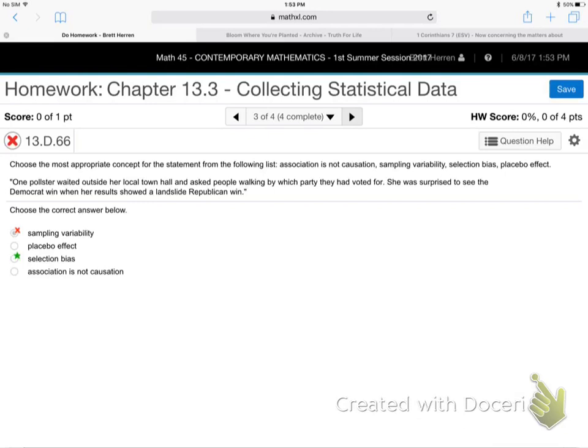Let's try this one. One pollster waited outside her local town hall and asked people walking by which party they had voted for. She was surprised to see the Democrat win when her results showed a landslide Republican win. Choose the correct answer below. That's a selection bias. Why is that selection bias? Why is there a bias there?